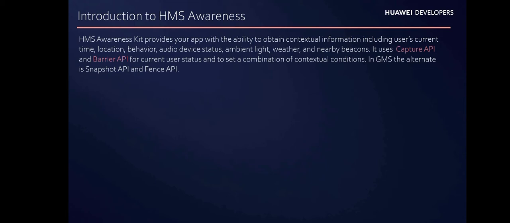There are mainly two APIs, Capture API and Barrier API. These APIs are used to get the current user's status and to set the combination of contextual conditions. In GMS, the alternate is Snapshot API and Fence API.